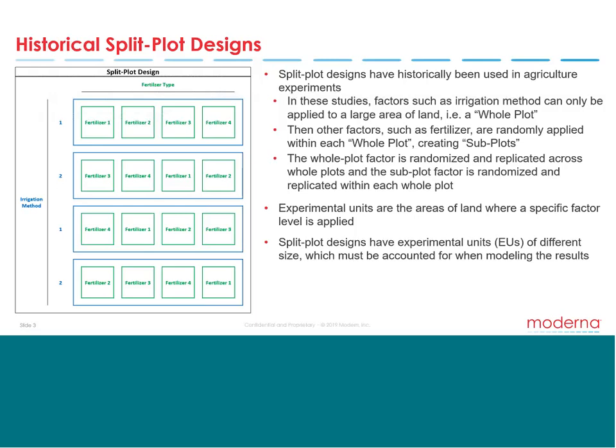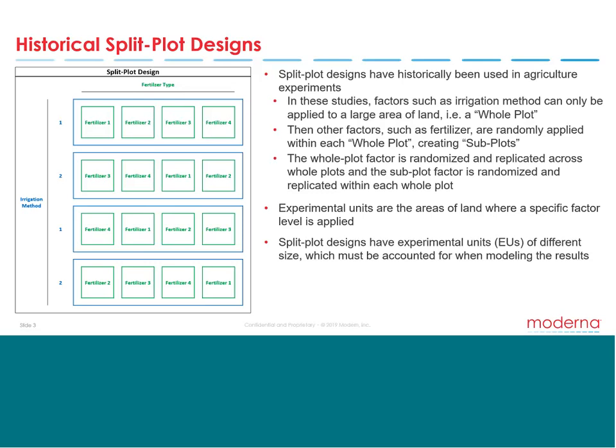And so in these types of studies, something like irrigation, really an irrigation system needs to be applied to a very large area of land. And so we might apply that to what we call a whole plot or a large plot. And then other factors such as fertilizer type, which can be applied to a smaller area of land, can then be put within each whole plot as a subplot. So this is where the split plot design name came from. It came from designing these agricultural experiments when you were literally splitting plots of land into different sections.